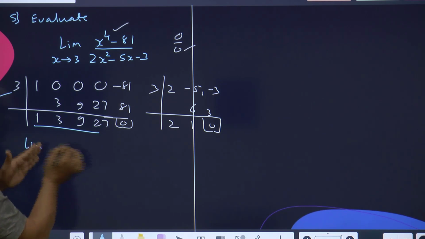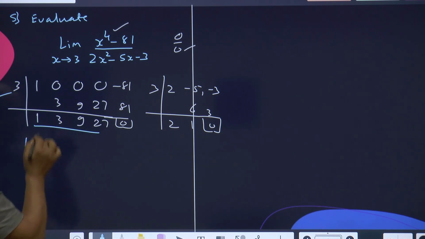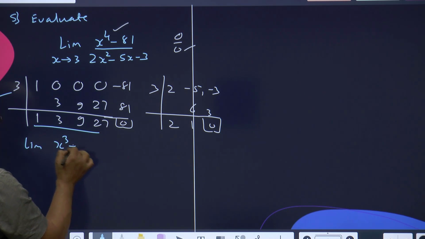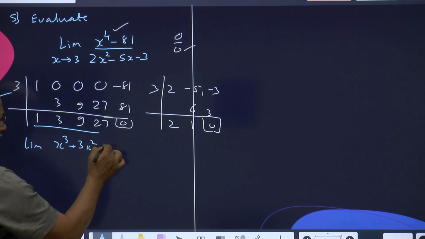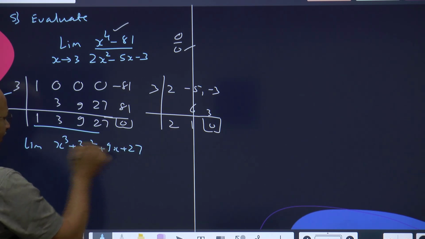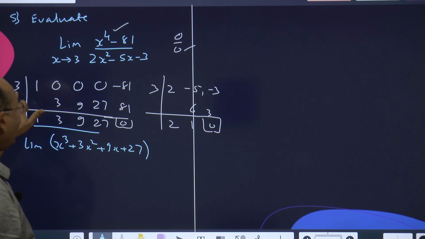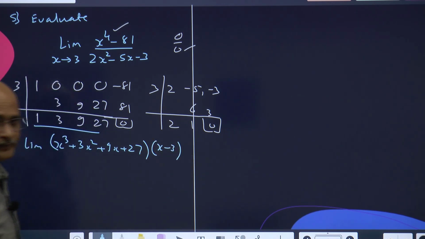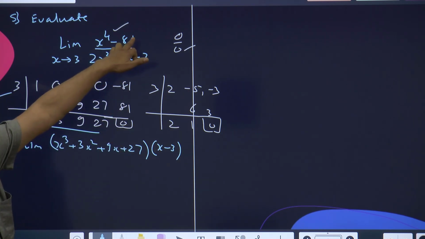So quotient into divisor plus remainder, you know the working. As this starts with x to the 4, this quotient will start with cube. So this will become 1x cube. After cube comes square, 3x square, because these are the coefficients. Plus 9x plus 27 into, remember, quotient into divisor. I had taken 3, so the divisor is the opposite, x minus 3. If you multiply these two, you are going to get x raised to 4 minus 81.